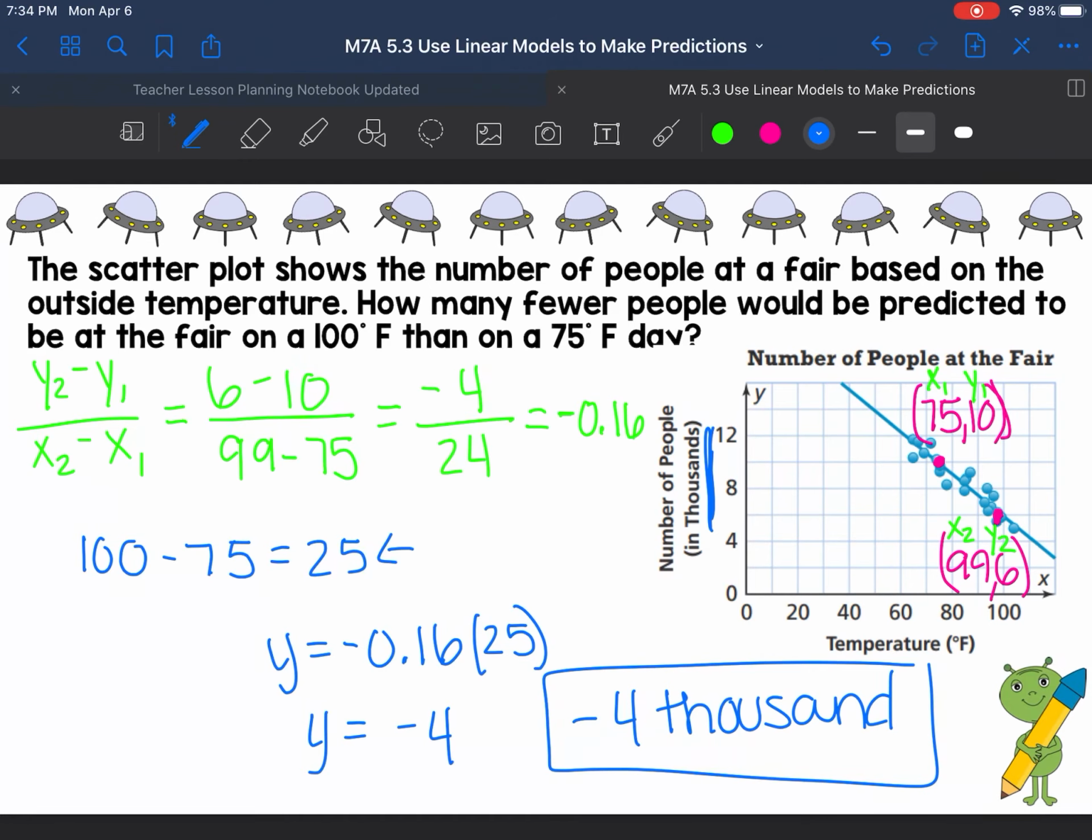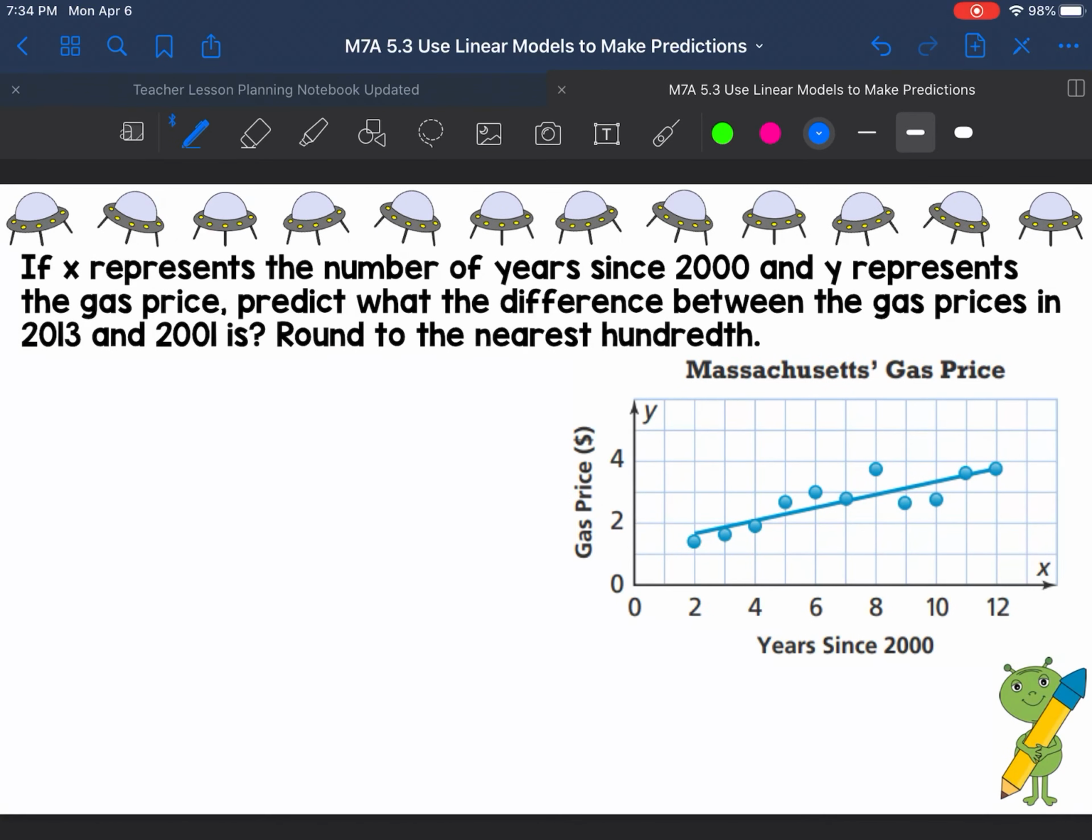And that's it, guys. All we're doing for this is plugging our numbers into formulas that we already know. Sometimes they're going to go ahead and give us the formula. Sometimes we're going to need to find that slope ourselves. So let's take a look at another example.